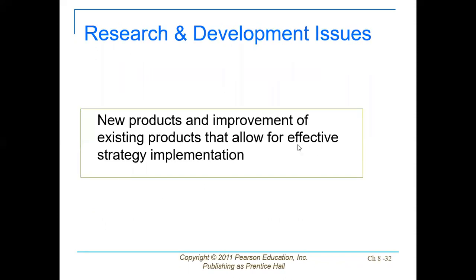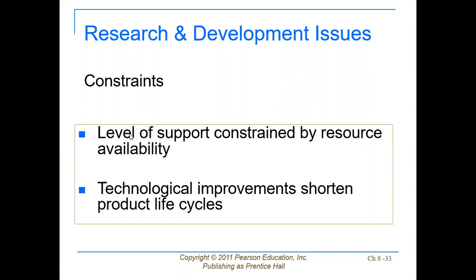And the second last thing is research and development. Obviously you are working in the market, and without studying the market you cannot take effective decisions. So effective strategy implementation needs a level of support constrained by resource availability, technological improvement, and shortened product life cycle. You need to see all these issues.